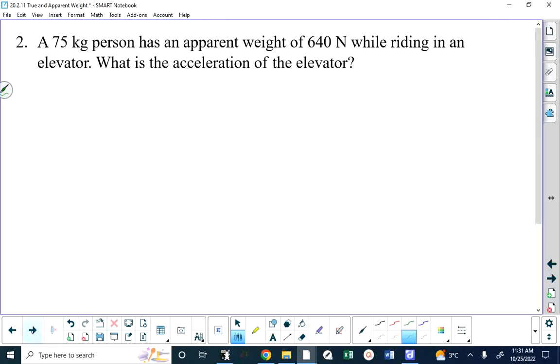Number 2, a 75-kilogram person has an apparent weight of 640 newtons while riding an elevator. What is the acceleration of the elevator? This is very important that you pay attention to this. We cannot decide whether the elevator is accelerating up or down to set up the equation until we find their true weight.